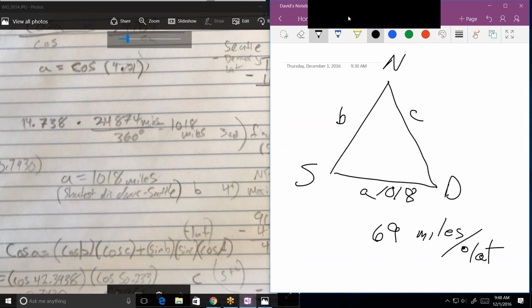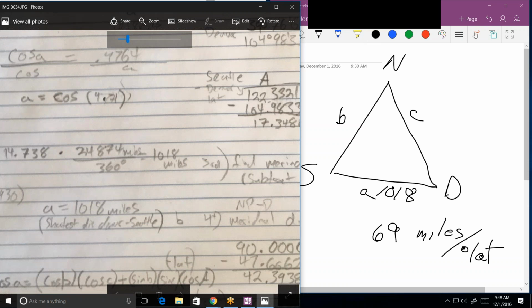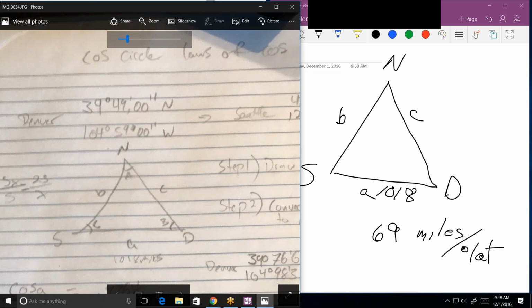And since, you sure you didn't maybe copy this wrong? In other words, it looks to me like you've taken this difference in latitude here. Yeah, that's supposed to be Seattle minus Denver's latitude. Right, and it is 17 degrees. But then how do you get this 14 degrees over here? Because there's a difference in longitudes. What's the difference in longitude between Seattle and Denver?